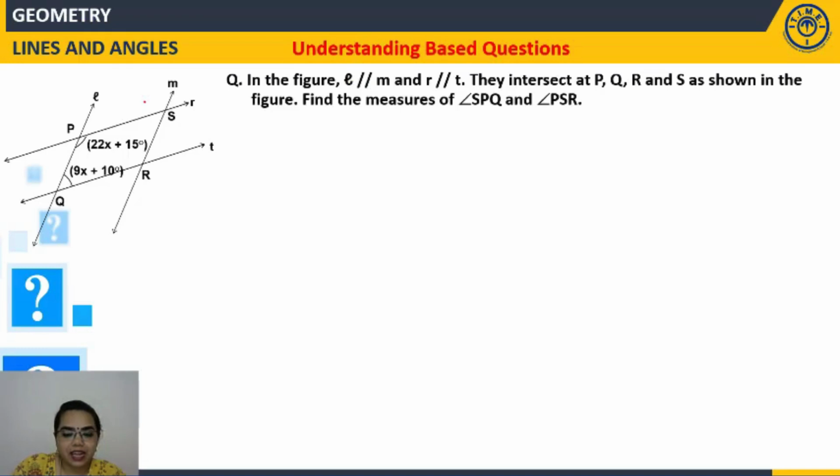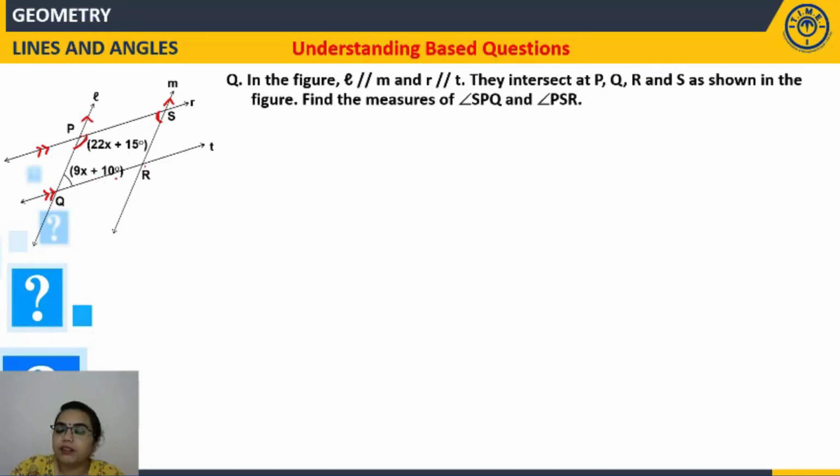Firstly, it is given that L is parallel to M. That is, these two are parallel to each other. They are a pair of parallel lines. Okay, R is parallel to T. They are intersecting at P, Q, R and S. Find the measures of angle SPQ, that is this angle, and angle PSR, this angle. That is what we need to find.